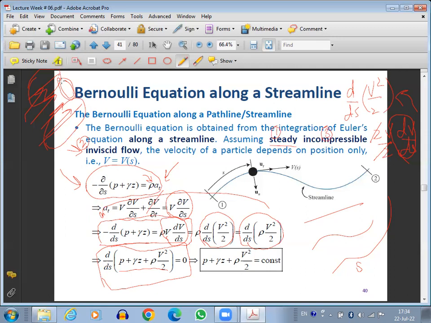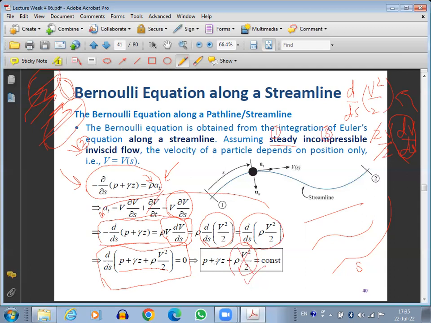So the Bernoulli's equation says that P plus gamma Z plus rho V square upon 2 equals to 0, differential of it along the streamline. That means P plus gamma Z plus rho V square upon 2 equals to constant. Now, what is its relationship with the hydrostatic equation of pressure variation? In hydrostatic equation of pressure variation, this term was not there. Otherwise, if I just remove this term, it becomes hydrostatic equation of pressure variation. P plus gamma Z is the piezometric pressure.